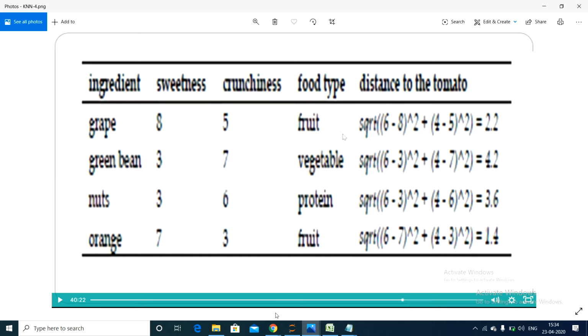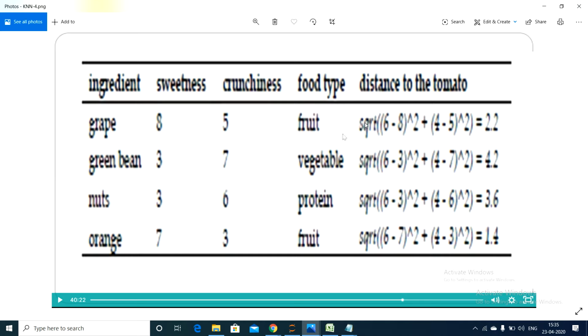For the fruit category, the protein category, and the vegetable category, I calculate the distance from each. So here grape is in the fruit category, right? Grape's sweetness is 8, crunchiness is 5, and the food type is fruit. Now I will calculate the distance between grape and this tomato.